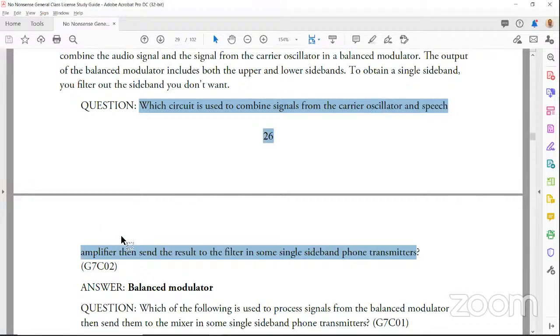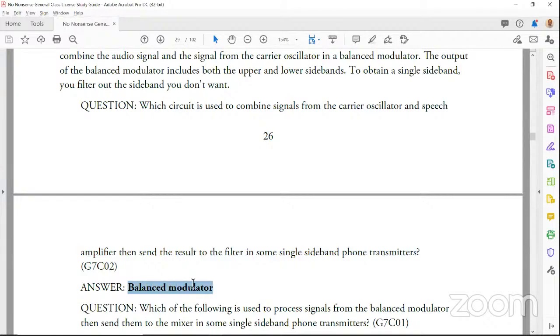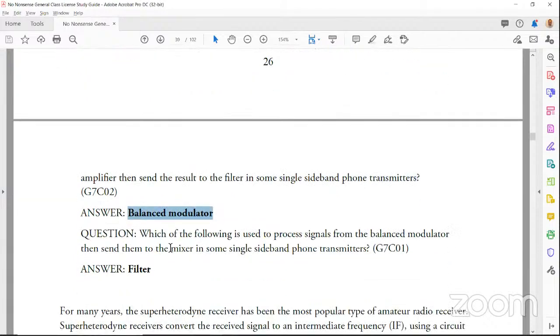So we just need to look back at our theory where we showed the block diagrams of the various stages, and we just need to see what circuit is combining the oscillator to the speech amplifier. And the next stage it goes on to will be the filter in the case of an SSB transmitter. So that circuit was called the balanced modulator.